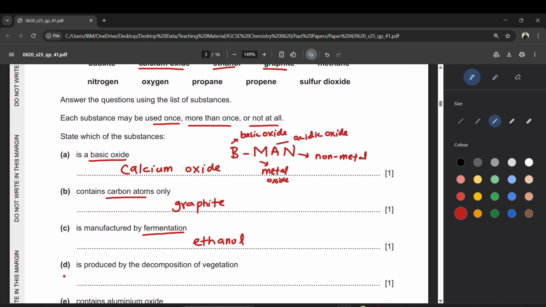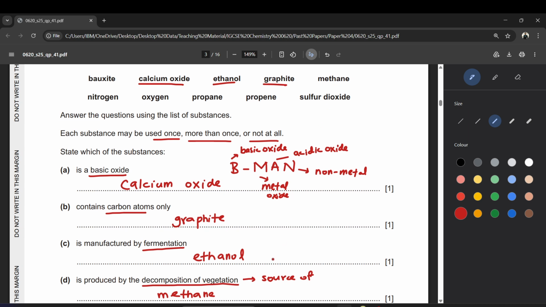Part D, which substance is produced by the decomposition of vegetation? Now, decomposition of vegetation is a source of one of the atmospheric pollutants or air pollutants, which is methane. All right. So even I didn't have to look at the options because this is the source only for methane gas. Okay.